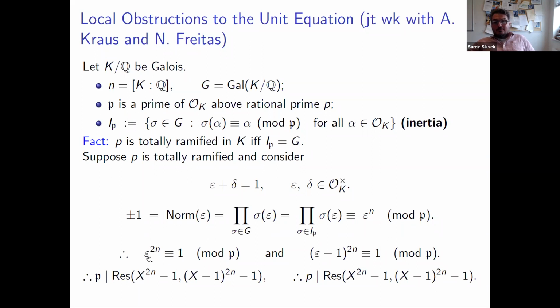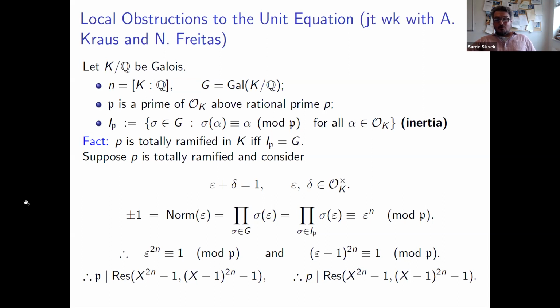So what do I have now? I've got two polynomials, x to the 2n minus 1 and (x minus 1) to the 2n minus 1, that have a common root modulo this prime ideal. So the prime ideal must divide the resultant of the two polynomials. But of course, because they have coefficients in Z, the resultant is going to be an element in Z. So the resultant is divisible by my rational prime P that is below this Gothic P.